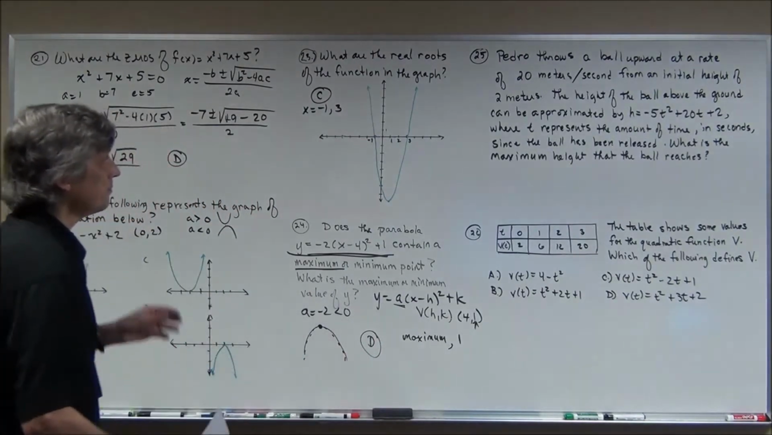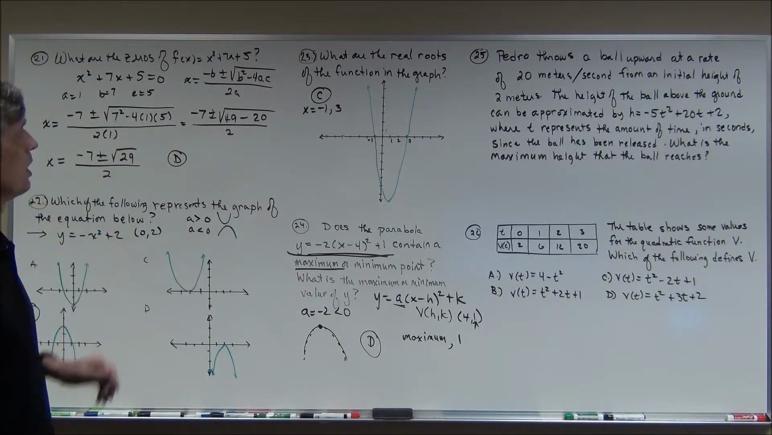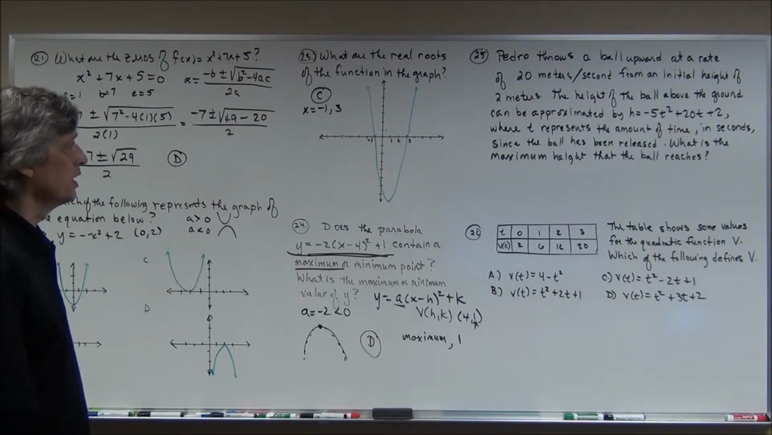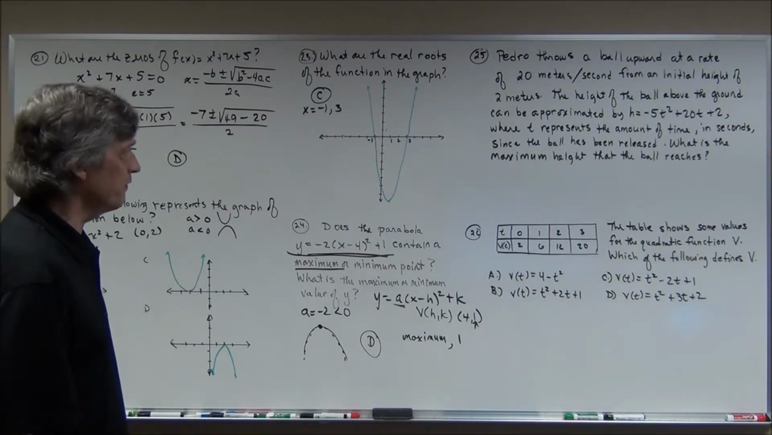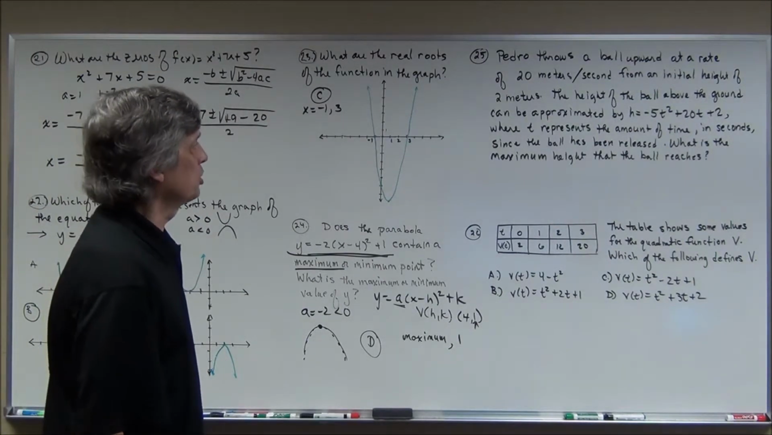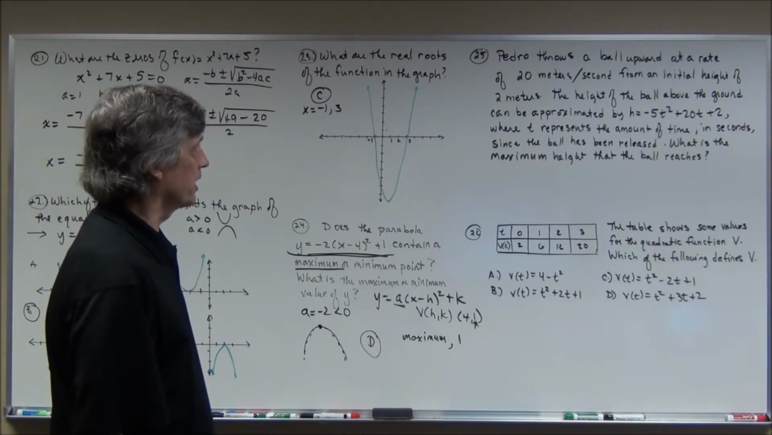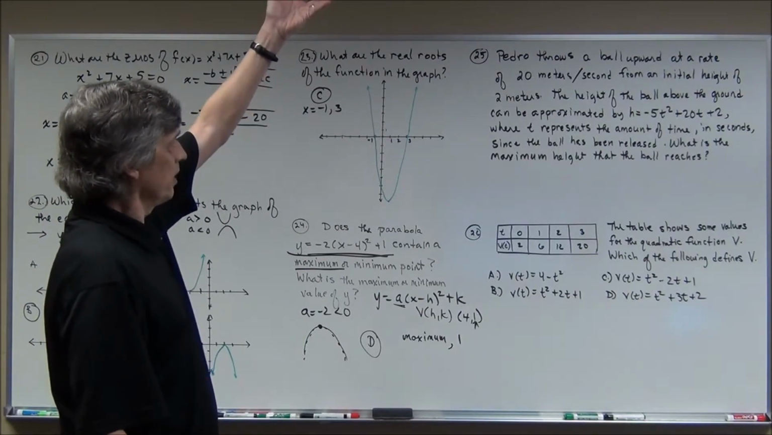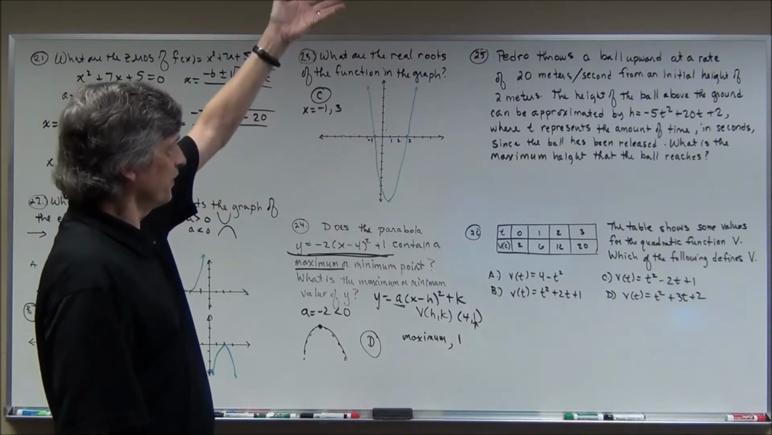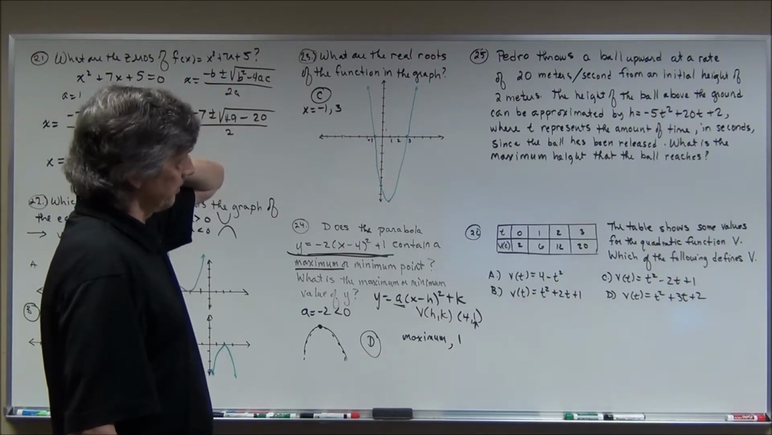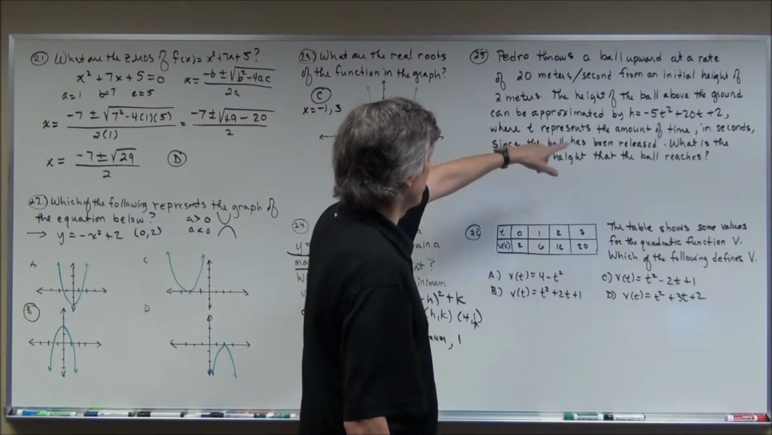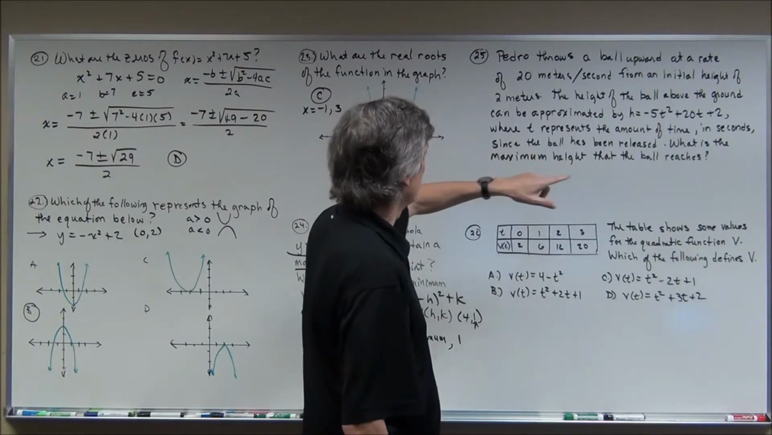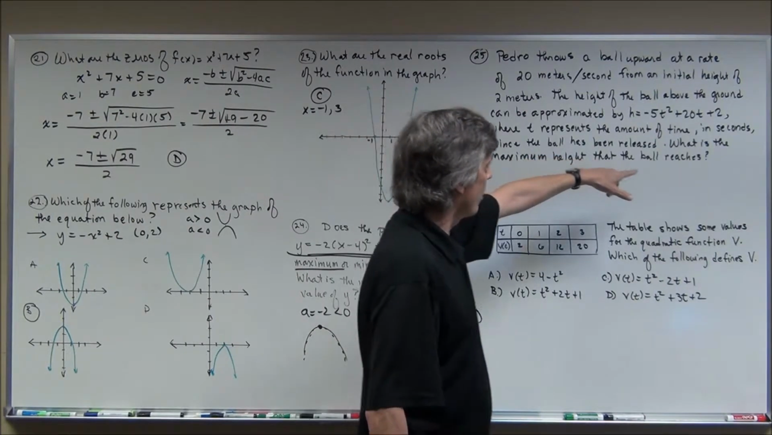All right. 2 more. Pedro throws a ball upward at a rate of 20 meters per second from an initial height of 2 meters. The height of the ball above the ground can be approximated by h equals -5t squared plus 20t plus 2, where t represents the amount of time in seconds. So he throws the ball up in the air from an initial height of 2 meters, about 6 feet off the ground, at 20 meters a second. It says t represents the amount of time in seconds since the ball has been released. What is the maximum height that the ball reaches?